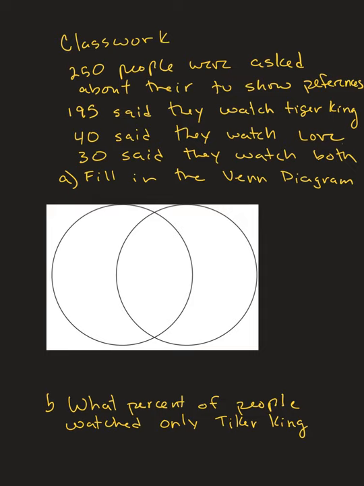So now I have a classwork for you. You can pause it while you write down the question. But basically we have 250 people were asked about their TV show preferences. 195 said they watched Tiger King, 40 said they watched Love, 30 said they watched both. All right, so you're going to fill in the Venn diagram. And then you're also going to answer the question, what percent of people watched only Tiger King? All right, so you can go ahead and pause it and then come back and check your answer.